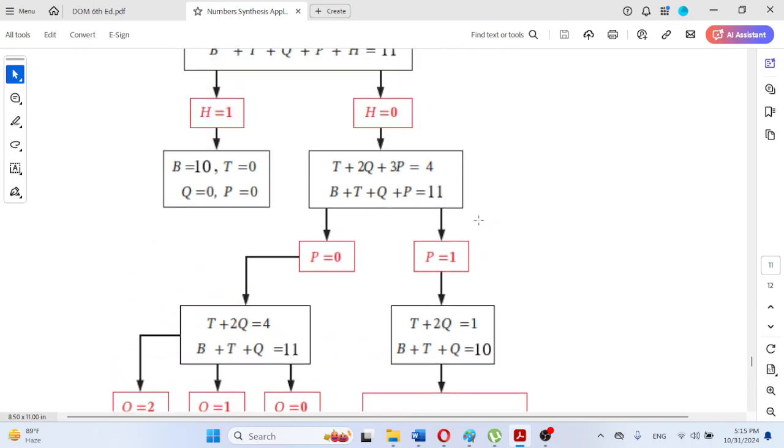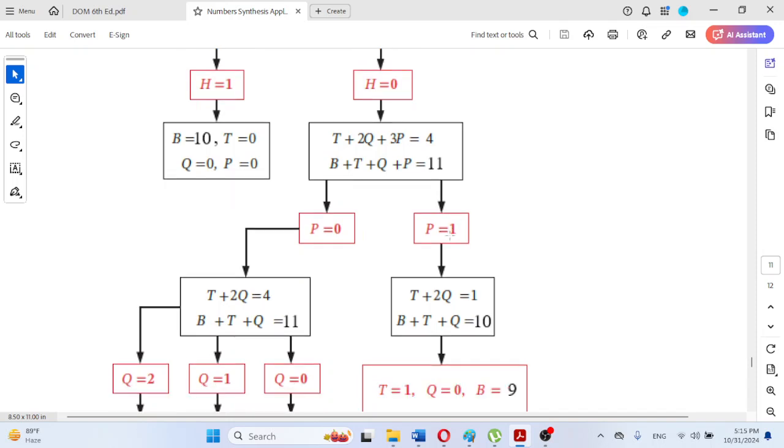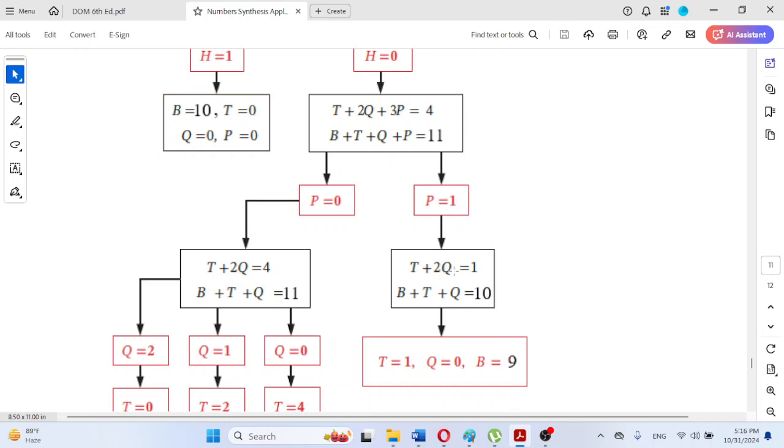Now we move towards the other value of p, which is equal to 1. So if p is equal to 1, this equation is reduced. T plus 2q plus 3 is equal to 4, 4 minus 3 is equal to 1, so t plus 2q is equal to 1. And the lower equation will become p plus b plus t plus q is equal to 10, because this one pentagonal will be subtracted from this 11, so 11 minus 1 will be equal to 10.